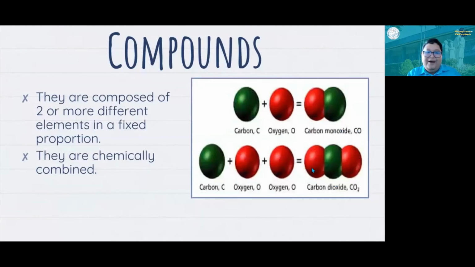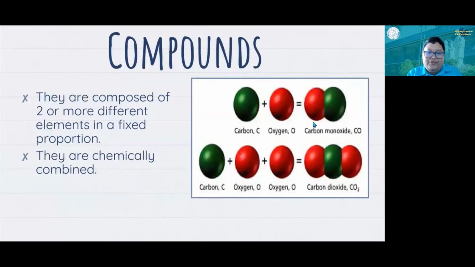Another example of a compound is carbon dioxide, CO2. It is made up of one carbon and two oxygen atoms. So, as you can see, compounds are composed of two or more different elements in a fixed proportion.